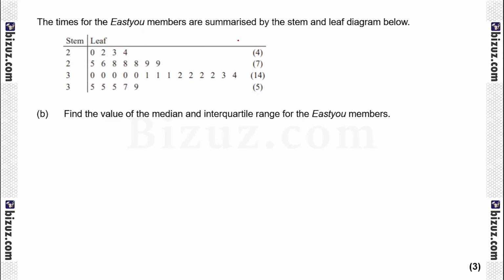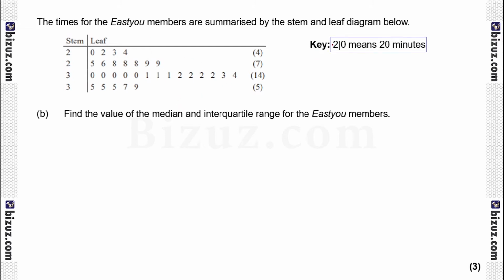Times for the EastU members are summarized by the stem and leaf diagram below. So you have the diagram here. Find the value of the median and the interquartile range for the EastU members. Now, this is for the EastU members, the stem and leaf diagram.